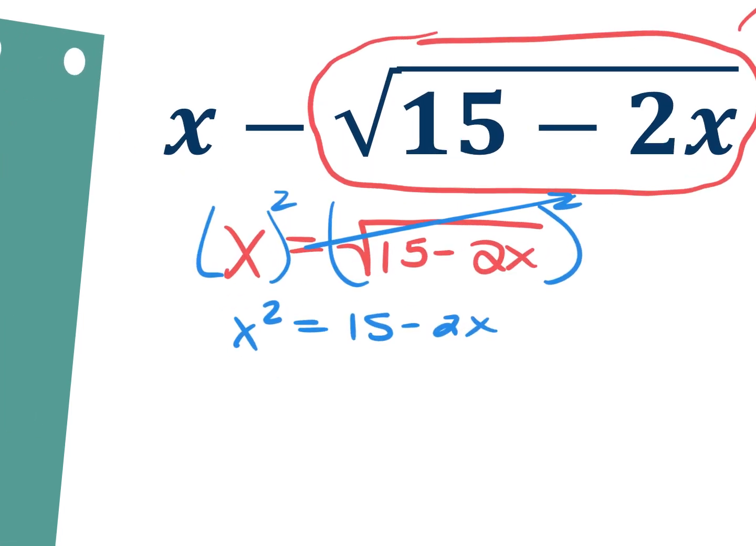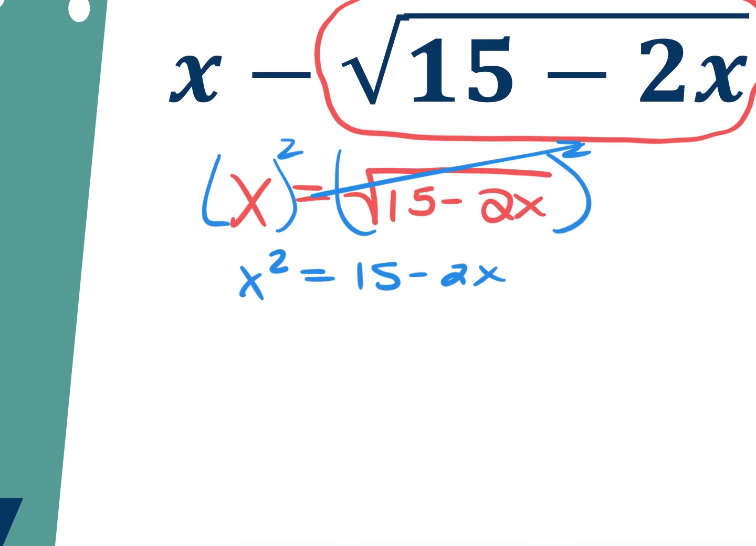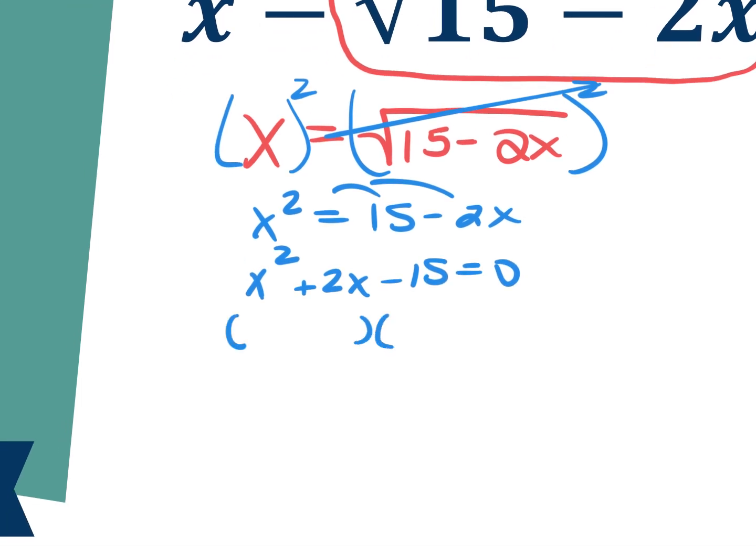So now I have a quadratic. I have an x squared, and then I have an x and a number. So let's just move everything to one side and then solve. So x squared, when I bring 15 over and negative 2, this is going to become plus 2x minus 15 equals 0. And let's see if we can factor, which thankfully it does. What are the factors of negative 15 that are going to multiply to give me negative 15 but add to give me a 2? That's going to be plus 5 minus 3. And then when I go to solve, I have x equals negative 5 and x equals 3.